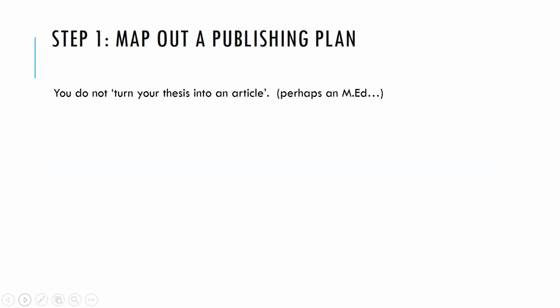So the first thing is that what I'm going to suggest is your first step is to map out a publishing plan. I don't think that you turn your thesis into an article, the same point I made earlier. You're not going to summarize the entire thesis unless it was a very focused, clear piece of work. You would generally just publish one particular claim from your data in one article, and then you would do the same with another article.